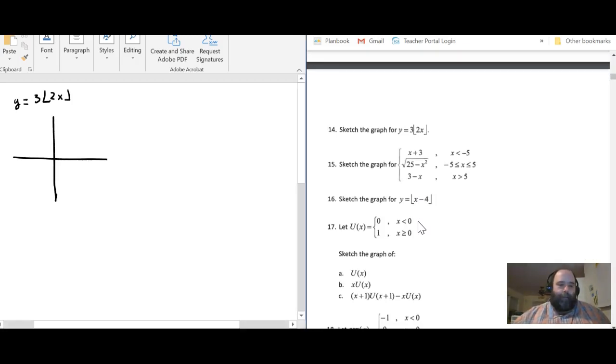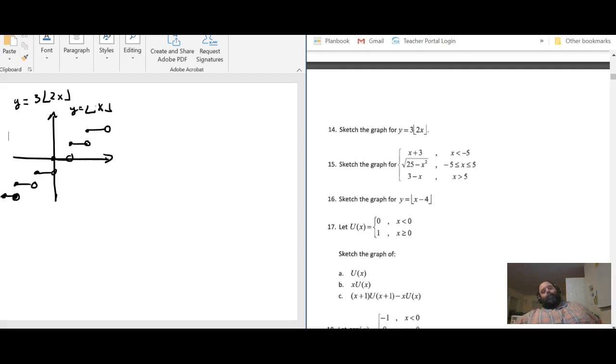So if we think about this, floor of x, right? If y is floor x, it's just the step function, right? From 0 to 1, from 1 to 2, from 2 to 3, and then back down, right? Down to negative 1, negative 2, negative 3. So we saw that in the video on 13.